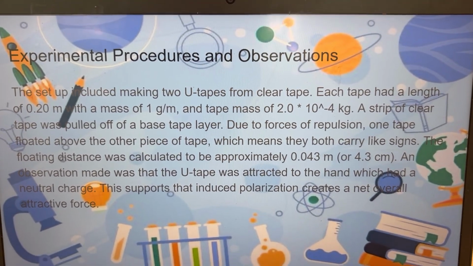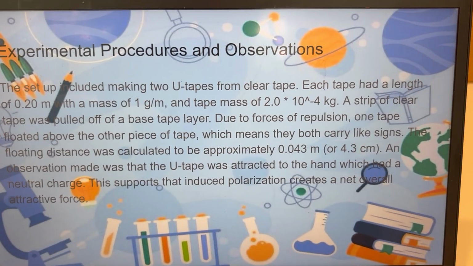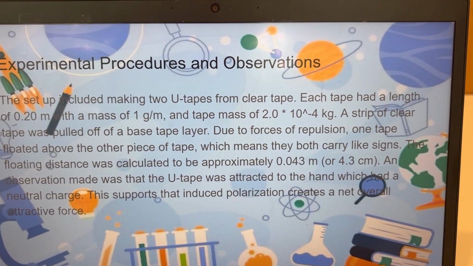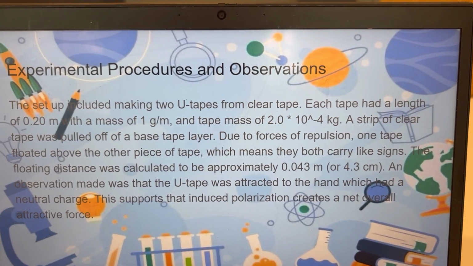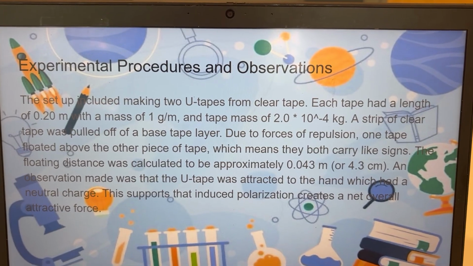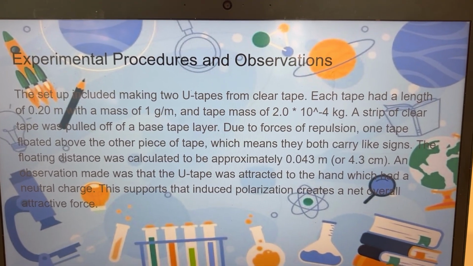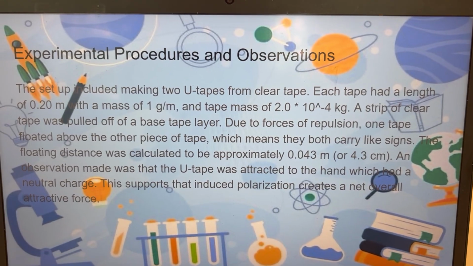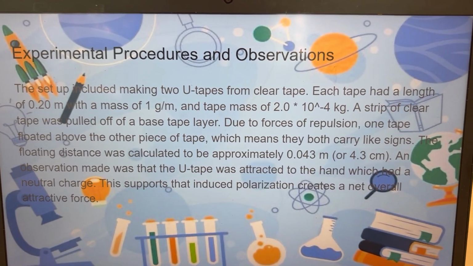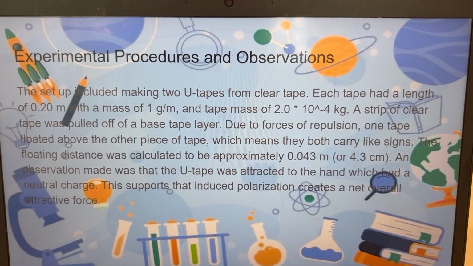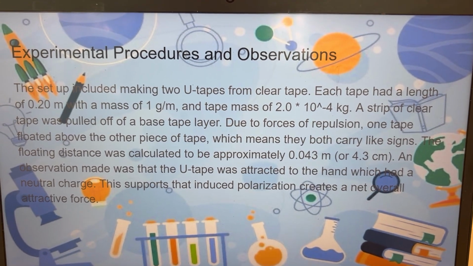Due to forces of repulsion, one tape floated above the other piece of tape, meaning they both carry like signs. The floating distance was calculated to be approximately 0.043 meters. An observation was made that the U-tape was attracted to the hand, which had a neutral charge. This supports that induced polarization creates a net overall attractive force.